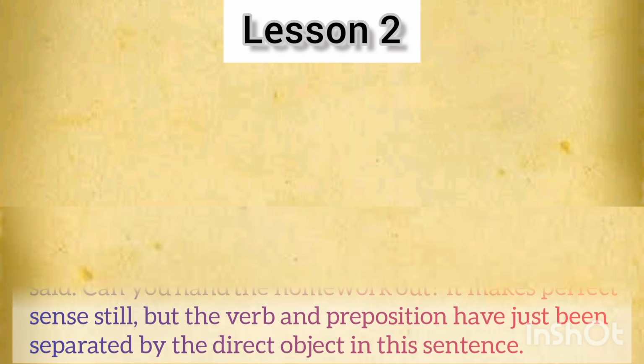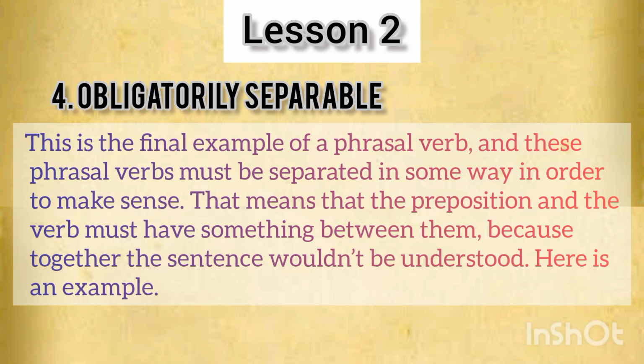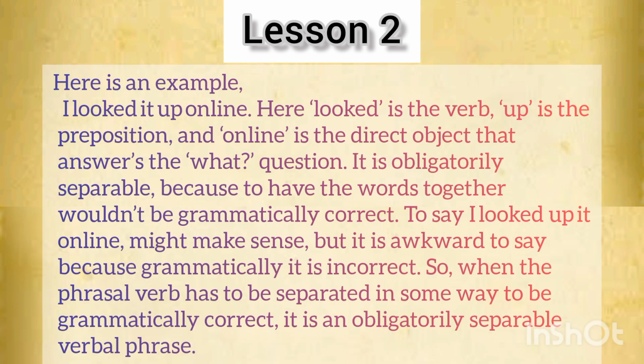The fourth type is obligatorily separable. This is the final example of a phrasal verb, and these phrasal verbs must be separated in some way in order to make sense. That means that the preposition and the verb must have something between them, because together the sentence wouldn't be understood. Here is an example. I looked it up online. Here looked is the verb, up is the preposition, and online is the direct object that answers the what question. It is obligatorily separable, because to have the words together wouldn't be grammatically correct.